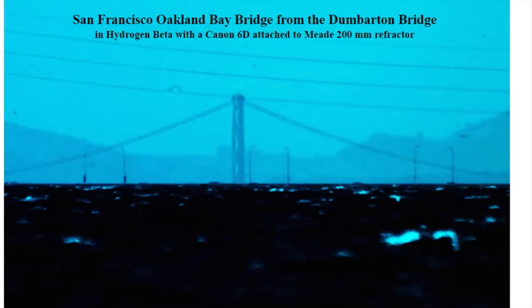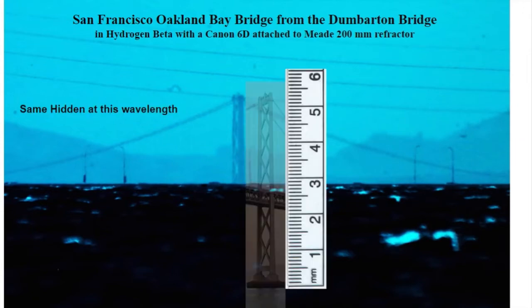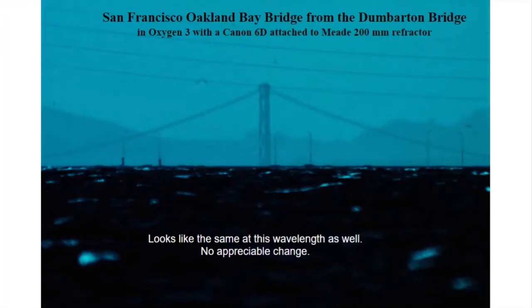Here it is in hydrogen beta, which is kind of up at the higher end, or the shorter wavelengths. And you can kind of see the X's pretty well. I mean, the image came out pretty nice, but it looks the same to me. Here it is in oxygen 3. Didn't bother to measure it. It pretty much looks the same to me. I don't know if it looks any different to you.